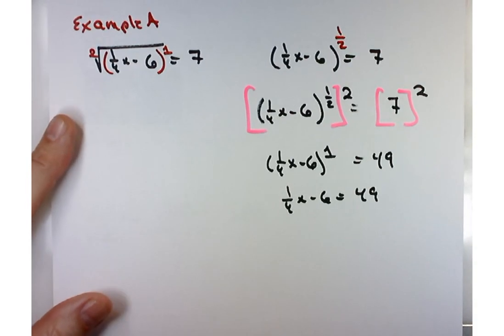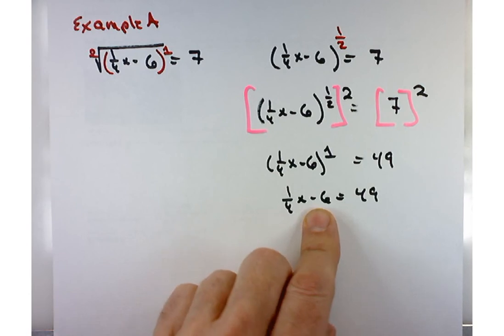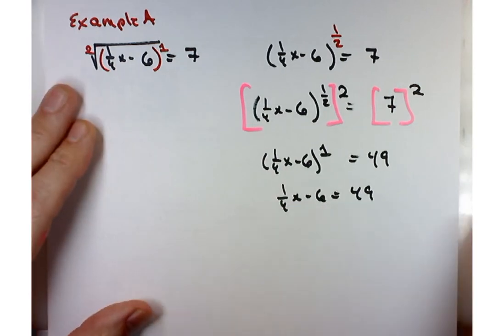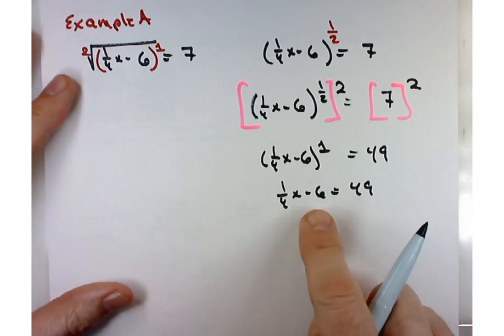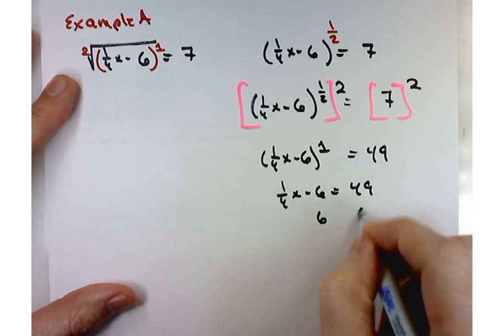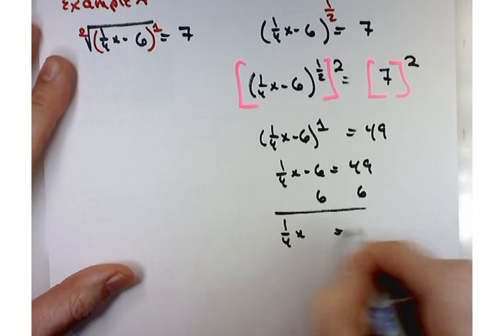Nice. Now, there's a few ways you can solve this. One of them would be to add 6 to both sides and then multiply by 4. Another one is to multiply by 4 right away, and then take care of whatever constant is left over. Personally, I think I'm going to get rid of the 6 first. So that's 1/4 x equals 55.